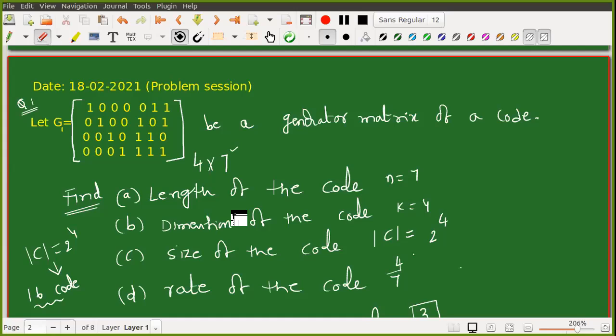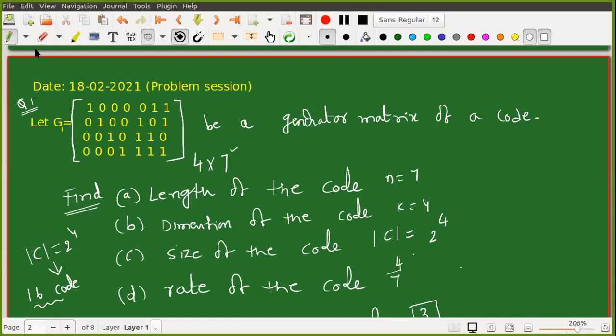No, sir. I don't think there is. Okay. Is there a code word of length 7? Pragati? So length 7 is not there. Not there. So can you add all the rows?